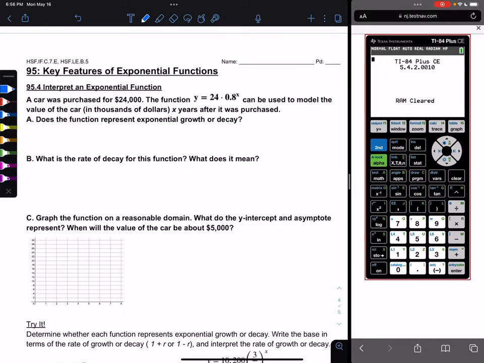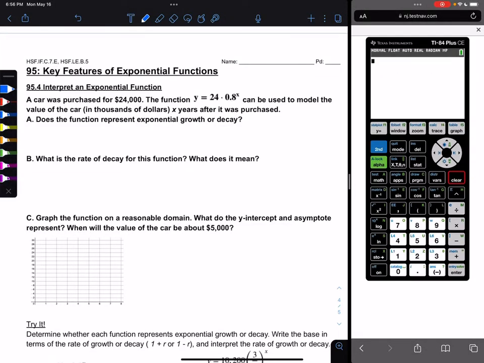In this video, we're going to look at topic 95, example 4, interpret an exponential function. A car was purchased for $24,000. The function y equals 24 times 0.8 to the x can be used to model the value of the car in thousands of dollars, x years after it was purchased. So question A, does the function represent exponential growth or decay?